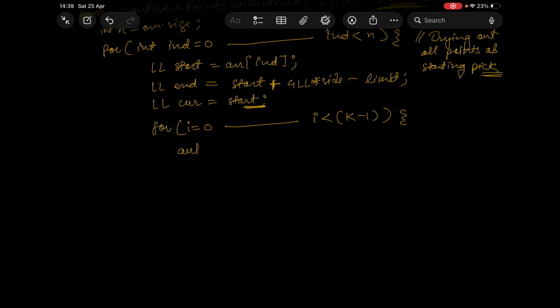Now we would use our binary search, lower bound, array dot begin, array dot end, and current plus limit.